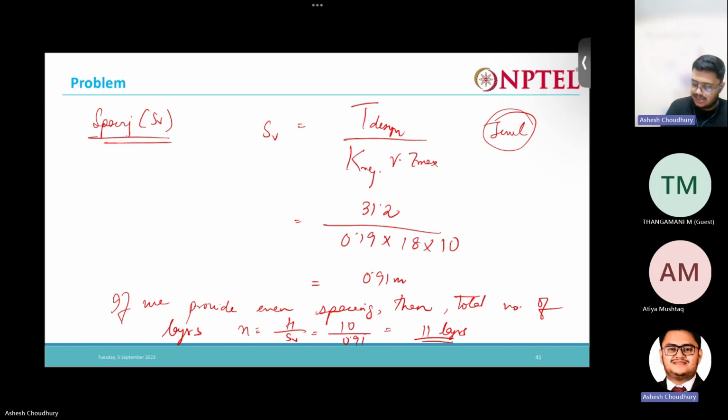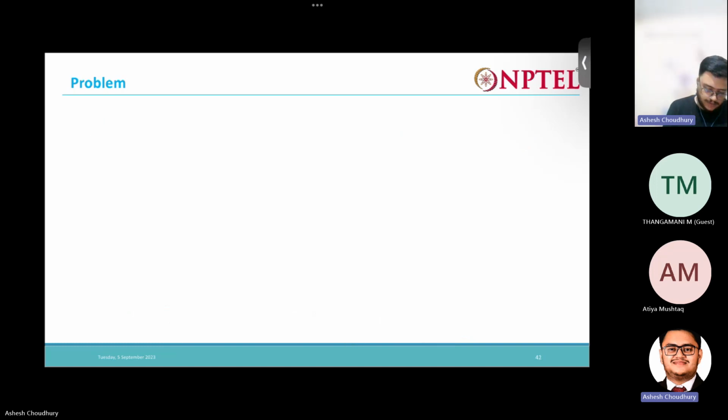All right, so spacing we determined, number of layers we have determined. What is the last thing that we need to determine? What is the last thing that is remaining? That is the length. Okay, the length of reinforcement.